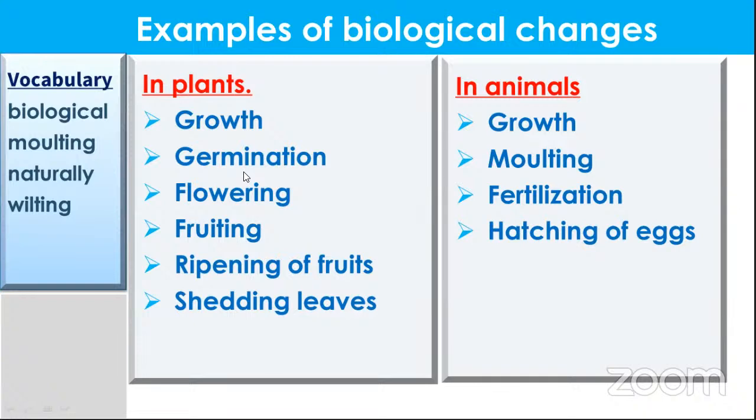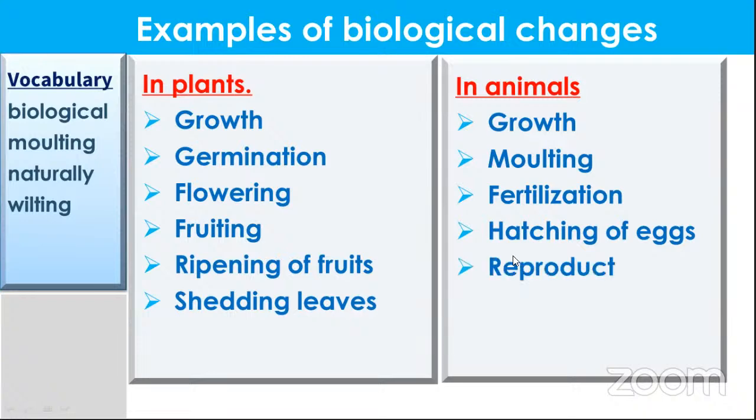The next example: hatching of eggs. Very good. So when a hen lays eggs, it sits on the eggs for 21 days, isn't it? After sitting on it for 21 days, the eggs start breaking and the chicks come out. When it is breaking and the chick is coming outside, that's what we call hatching of eggs. So this is a biological change in animals.